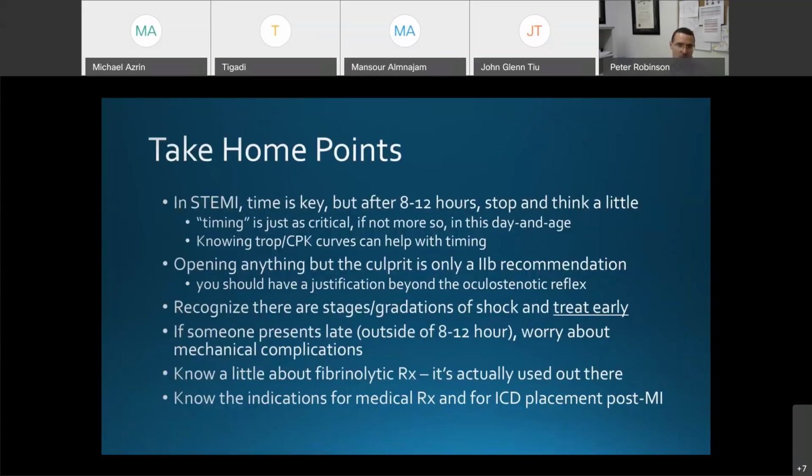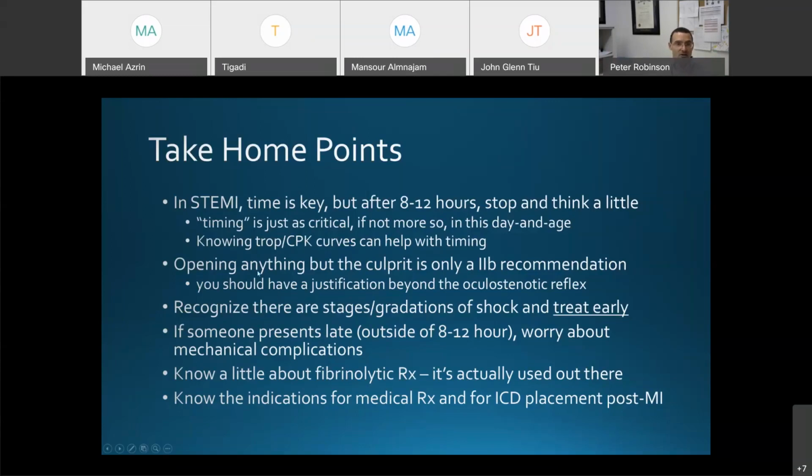So my take-home points, at least, as we've talked about in STEMI, time is key. Time is muscle. But after 8 to 12 hours, we need to stop and think a little bit. Assessing timing, when we think the event occurred, is just as critical, if not more so, in this day and age. The system is greased down to take people as quickly as possible. We don't need to fix that anymore. In fact, I would argue, because the pathway is so easily greased, we need to stop and give a little more thought when it's not so obvious and the symptoms have been occurring more than a few hours.